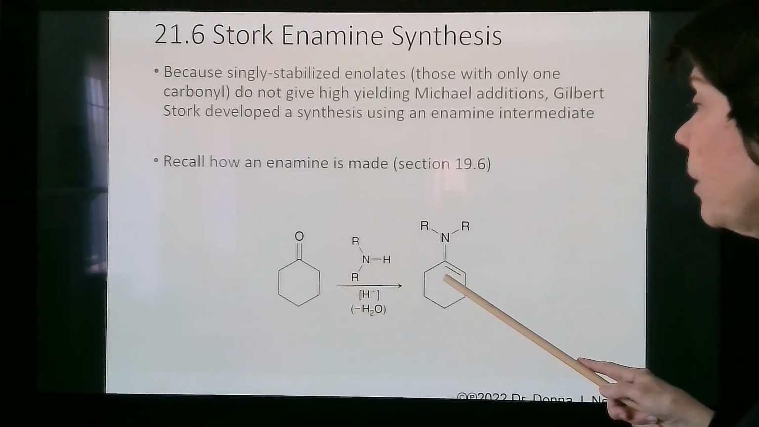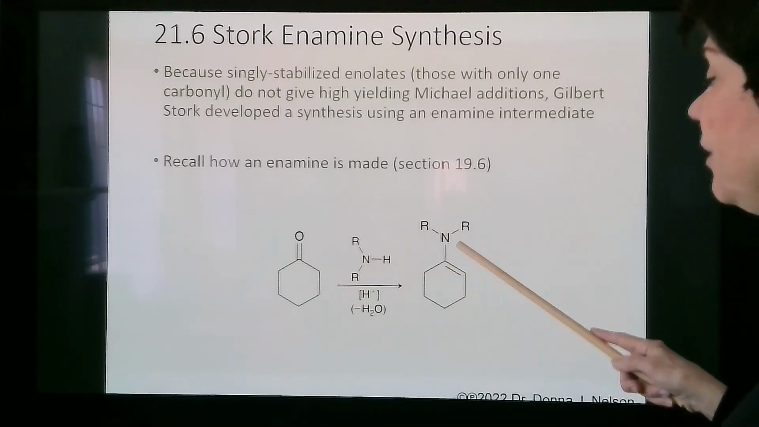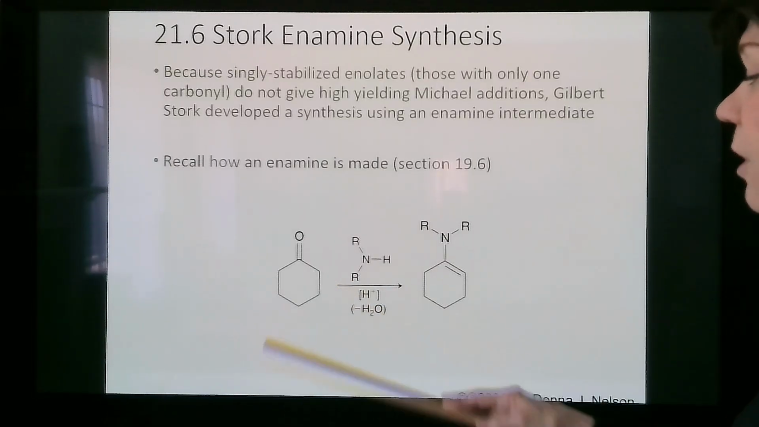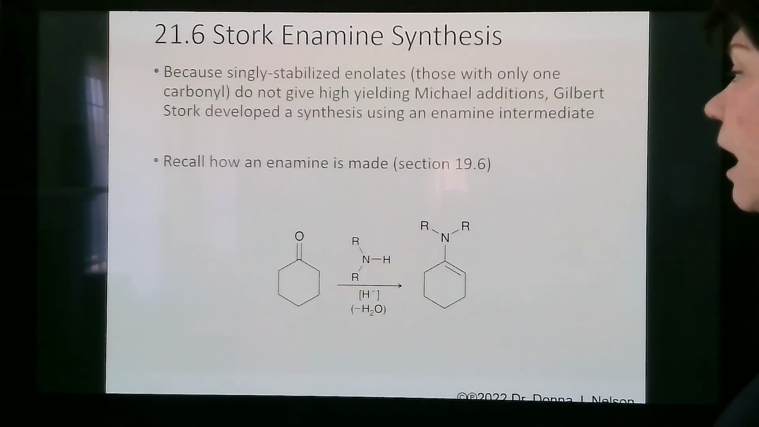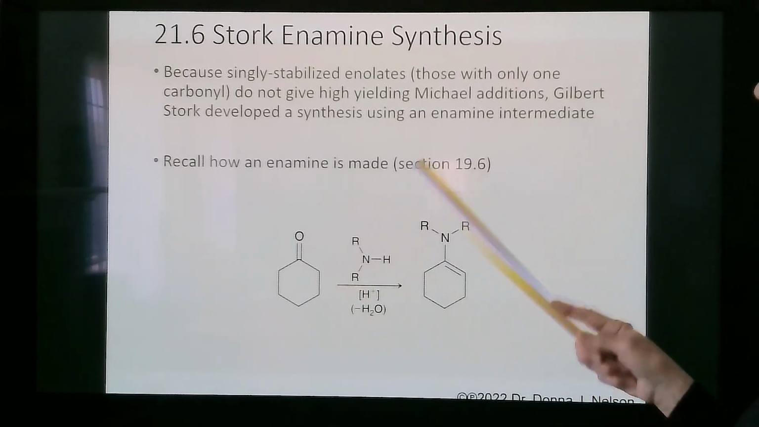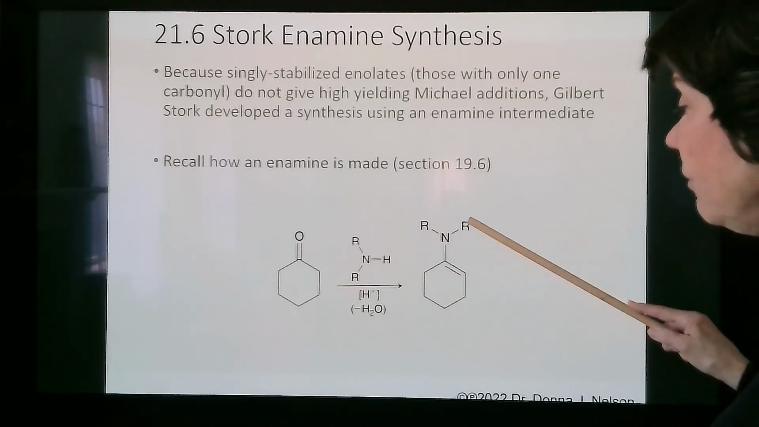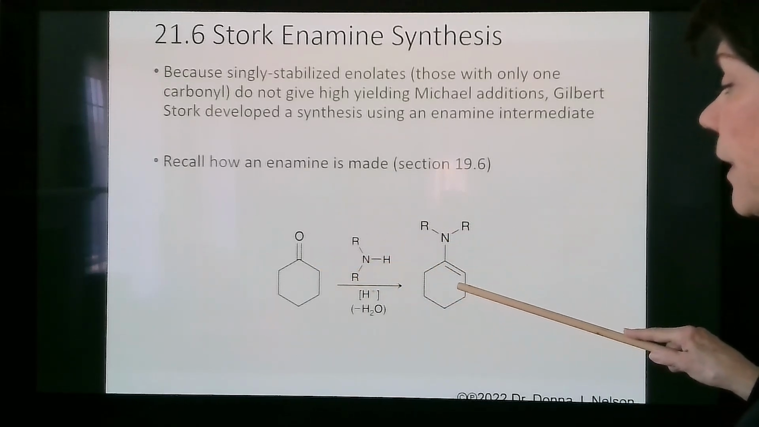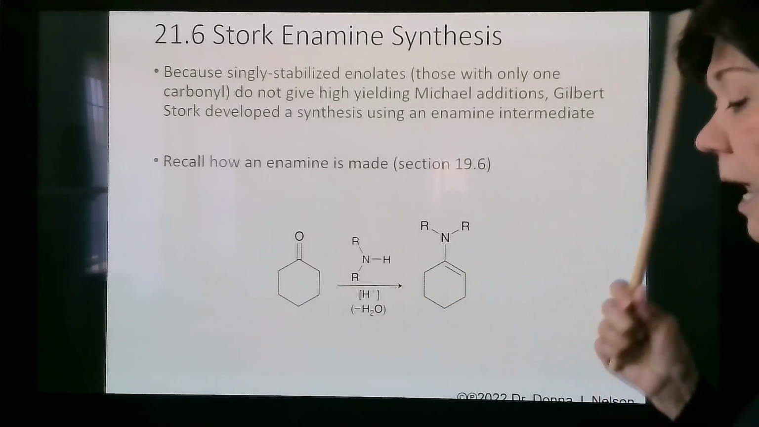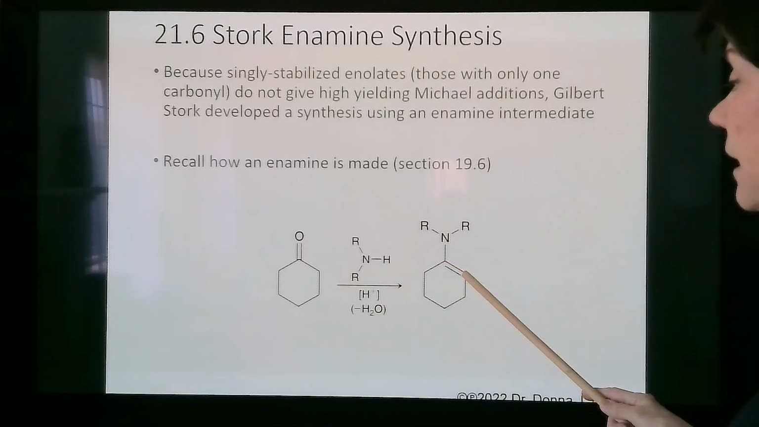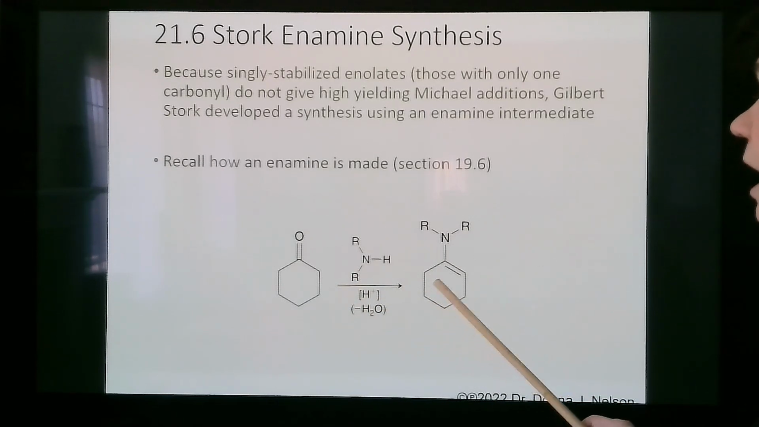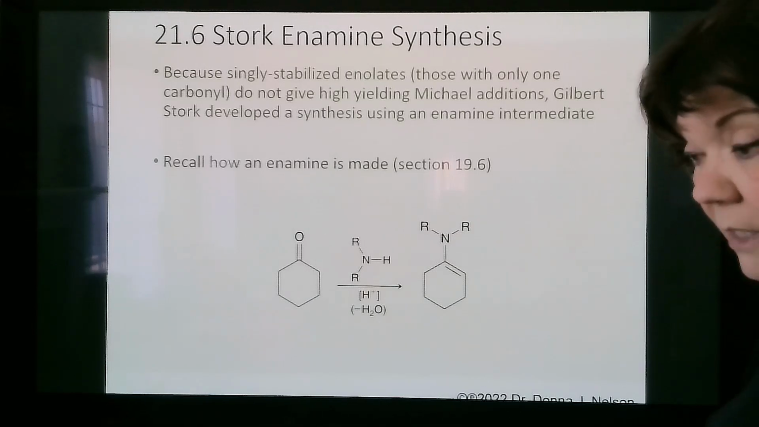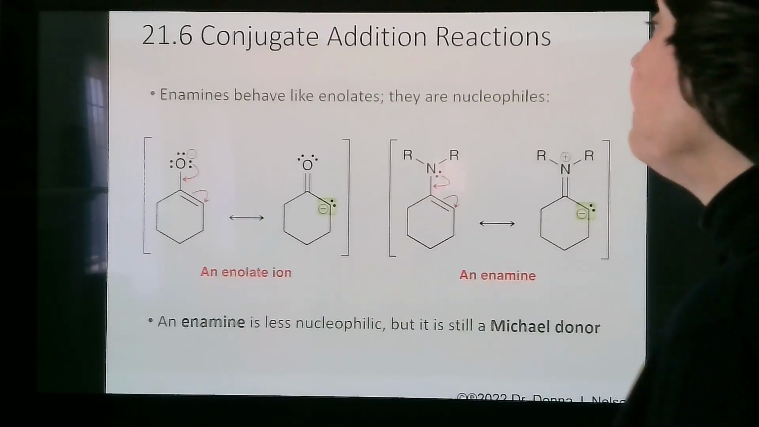And so this reminds you of how the enamine is created from the carbonyl, and we covered that back in chapter 19. And this can also be converted back to the carbonyl simply by using dilute acid and heat. So this enables one to carry out the reaction and then regenerate the carbonyl, which is what you're going to see in just a second.